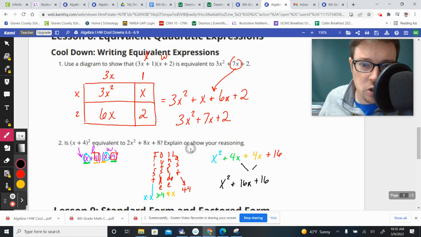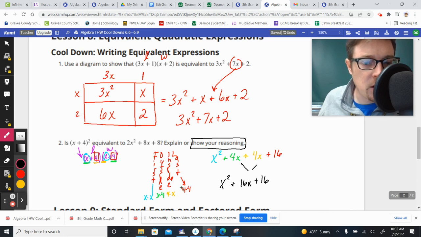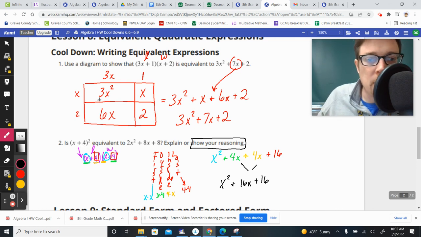So this would be showing my reasoning. They're the same because of the first, outside, inside, last strategy of the FOIL method. So these diagrams and this FOIL method are all ways that you can multiply these expressions of 2 parts by 2 parts. You're using the distributive property technically, but it's a little bit different than the way you've done it in the past because you haven't had 2 numbers times 2 numbers. It's always been one number outside the parenthesis group.